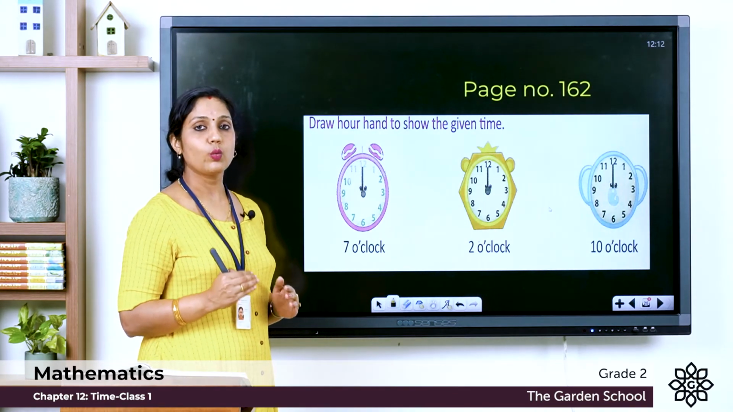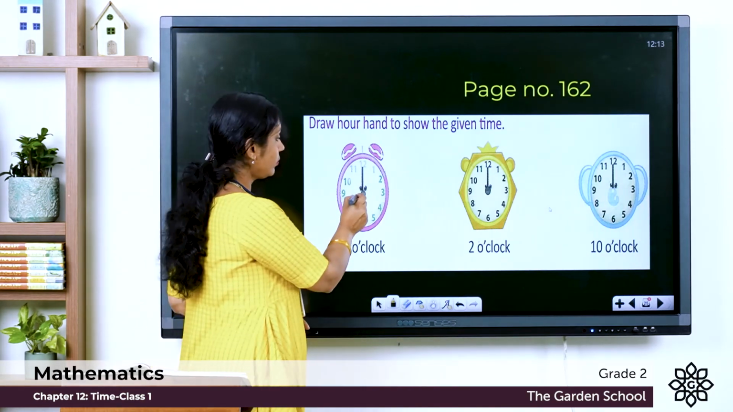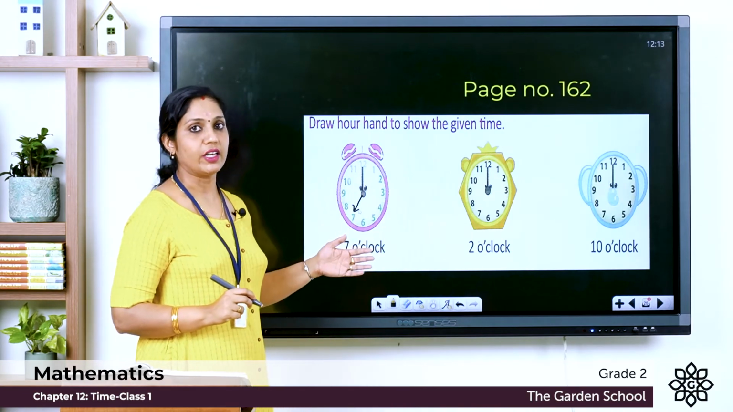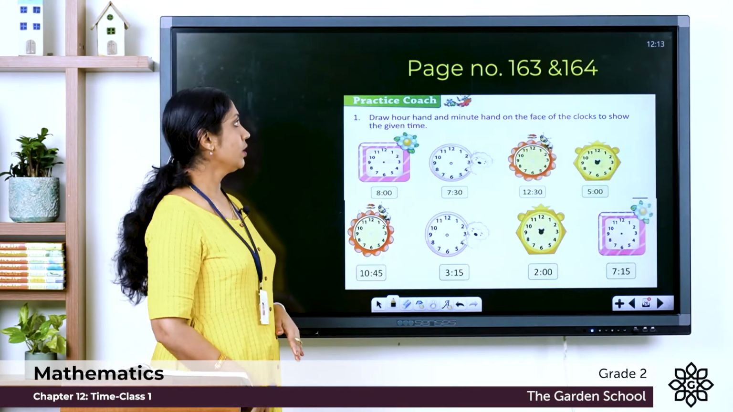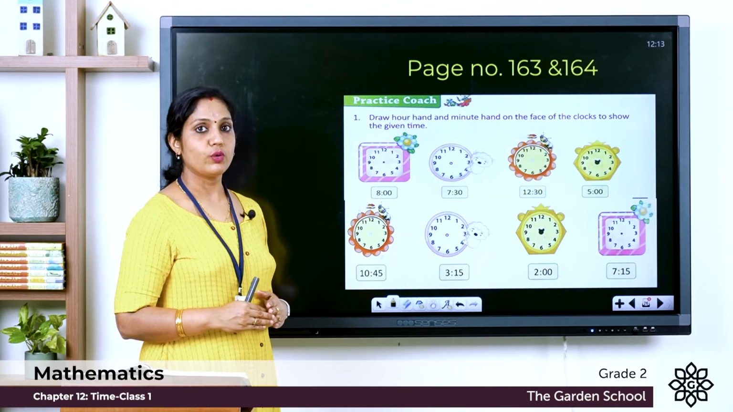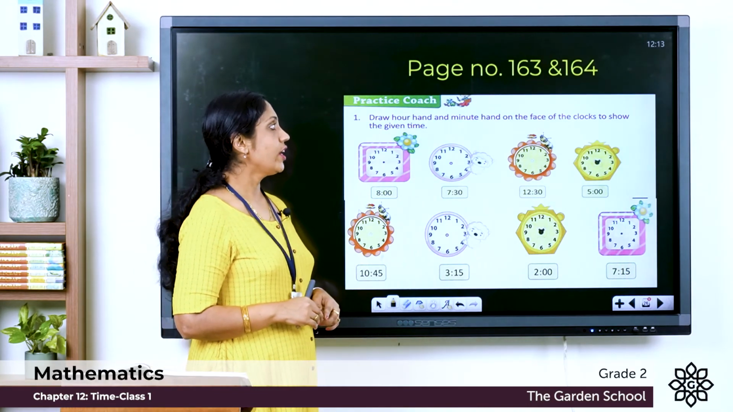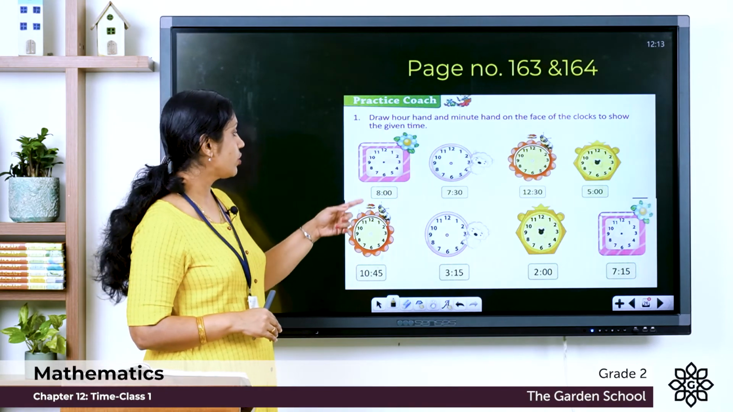When it's 7 o'clock, where should the hour hand be placed? It should be on 7. So you can draw the hour hand to 7. Likewise, you can complete the other clocks also. Page number 163 and 164, we have questions. Draw the hour hand and minute hand on the face of the clocks to show the given time. And which is the first one?